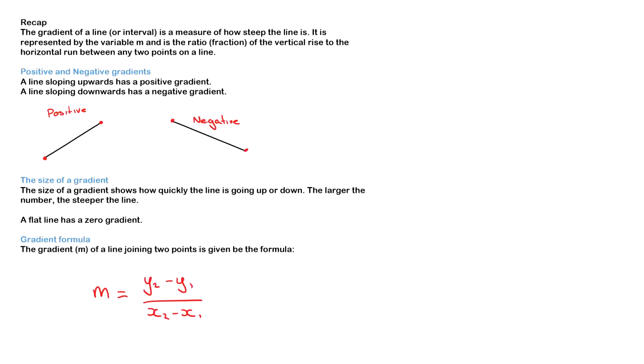To end this video, we'll do a quick recap. Remember, the gradient is a measure of how steep a line is. A gradient can be positive or negative. If a line is sloping upwards, it has a positive gradient. If a line is sloping downwards, it has a negative gradient. The size of a gradient shows how quickly the line is going up or down. The larger the number, the steeper the line. A flat line has a zero gradient. And the gradient of a line joining 2 points is given by the formula shown on the screen.